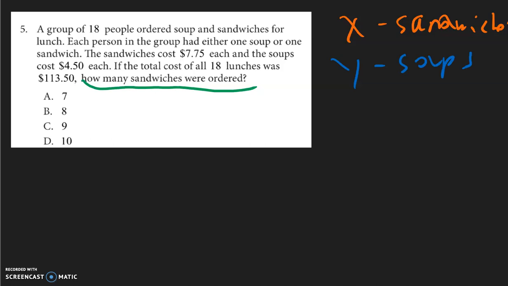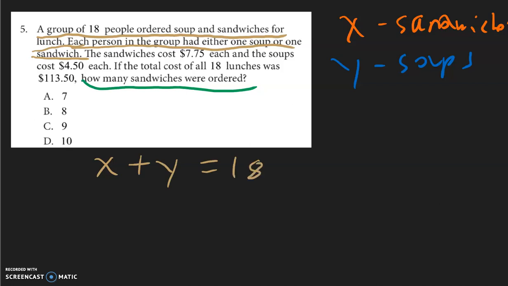So the first sentence, a group of 18 people ordered soup and sandwiches for lunch. So each person either had one soup or one sandwich. So what that tells you is how many sandwiches plus how many soups is equal to 18, because 18 people came in. Everybody either got a sandwich, so they will be part of the x, or got a soup, so they will be part of the y.